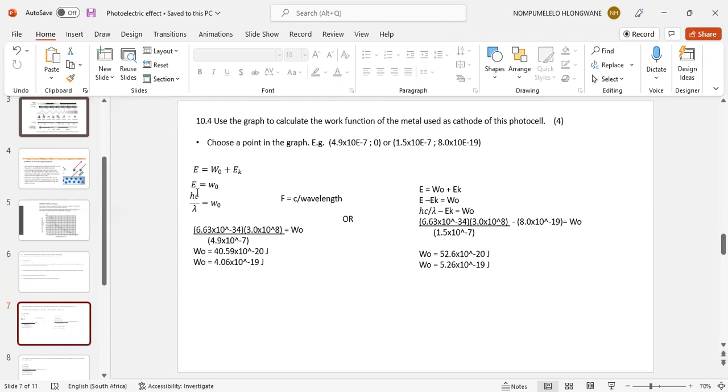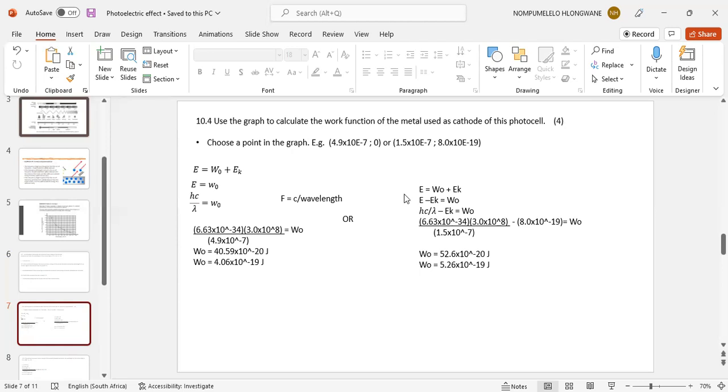Thus, it will give us this part of our equation equal to the work function. Then from there, you substitute your variables. We didn't include the kinetic energy because it is 0. So you substitute the values that you have, then you get your work function. Or you can use the other point, that is 1.5 times 10 to the power negative 7 meters wavelength, and 8.0 times 10 to the negative 19 joules. That is the kinetic energy of the photoelectrons.